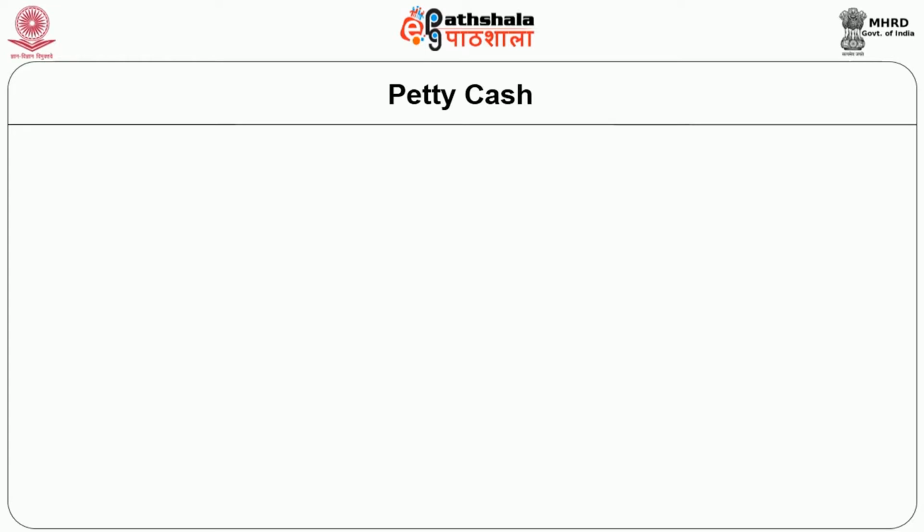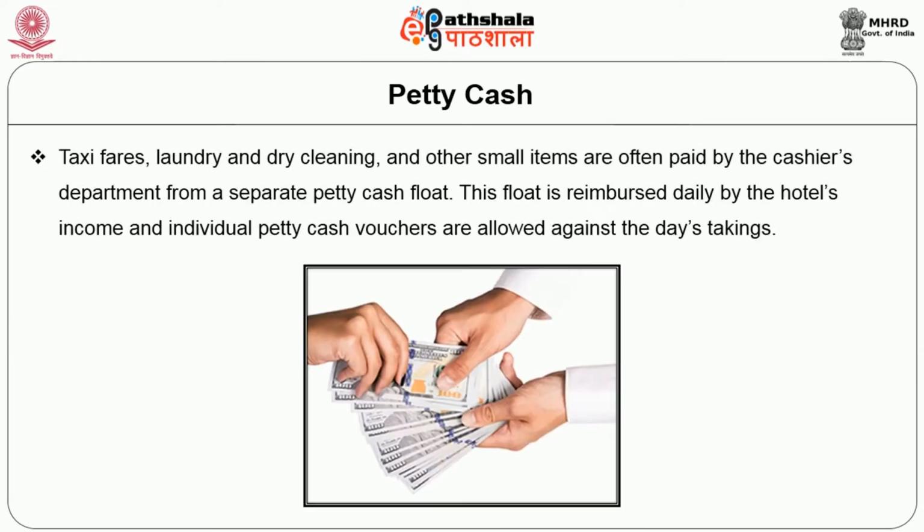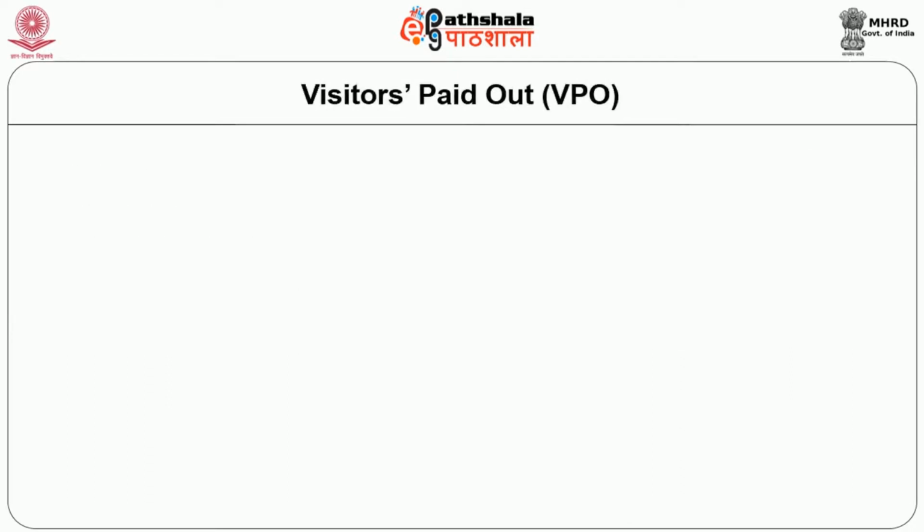When we look into petty cash transactions such as taxi fares, laundry, dry cleaning, and some other small items, these are often paid by the cashier's department from a separate petty cash float. This float is always reimbursed daily from the hotel's income, and individual petty cash vouchers are allowed against the day's takings. And this is usually managed by the petty cashier at the front desk.